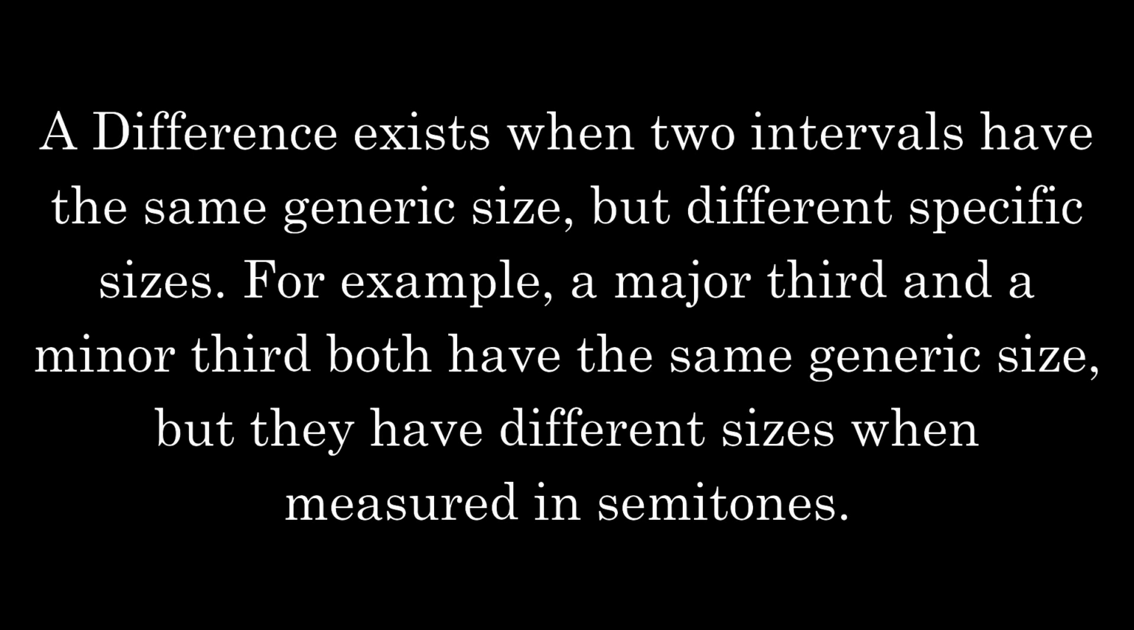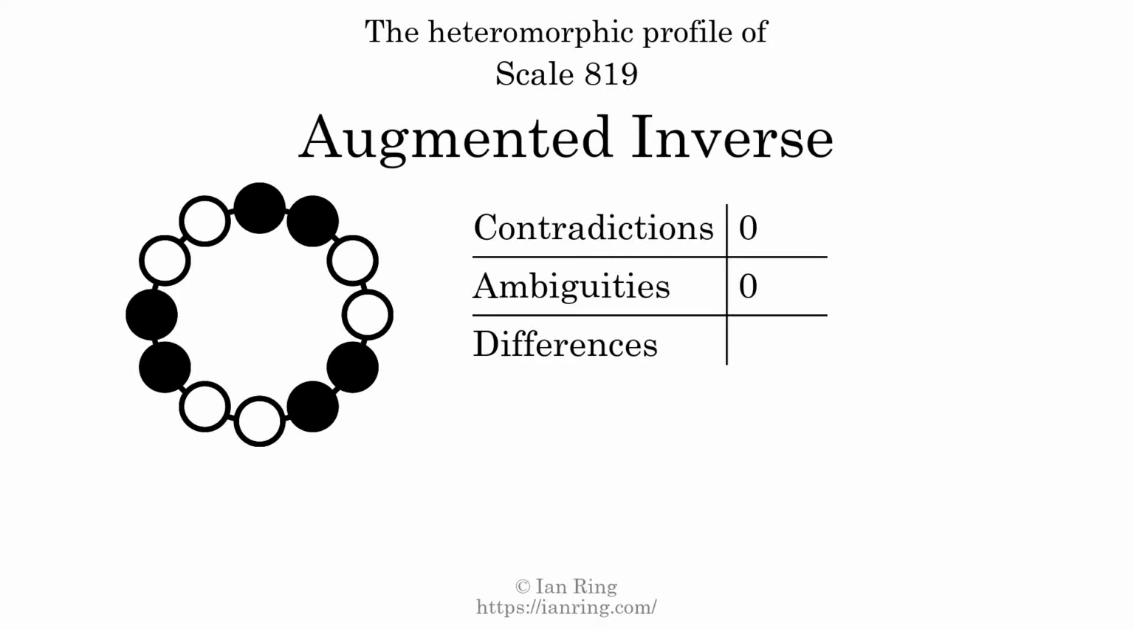A difference exists when 2 intervals have the same generic size, but different specific sizes. For example, a major third and a minor third both have the same generic size, but they have different sizes when measured in semitones. The number of differences in this scale is 27.